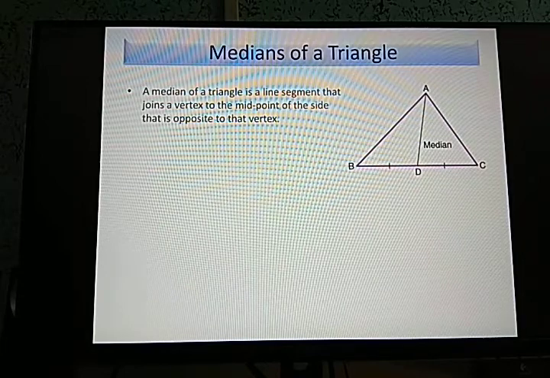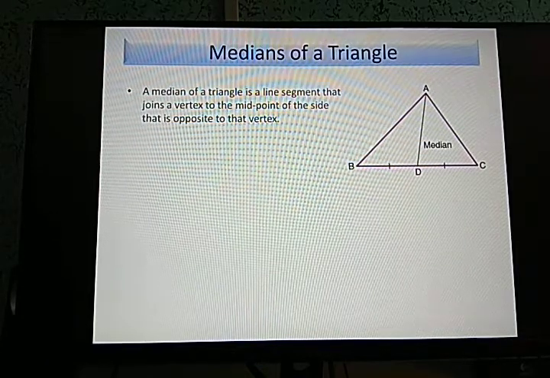Now here AD is the median. It is a line segment, as you can see in the figure, and it is connecting the vertex A to the opposite side. Which is the opposite side to vertex A? BC, and it is connecting to the midpoint of that opposite side. Clear?